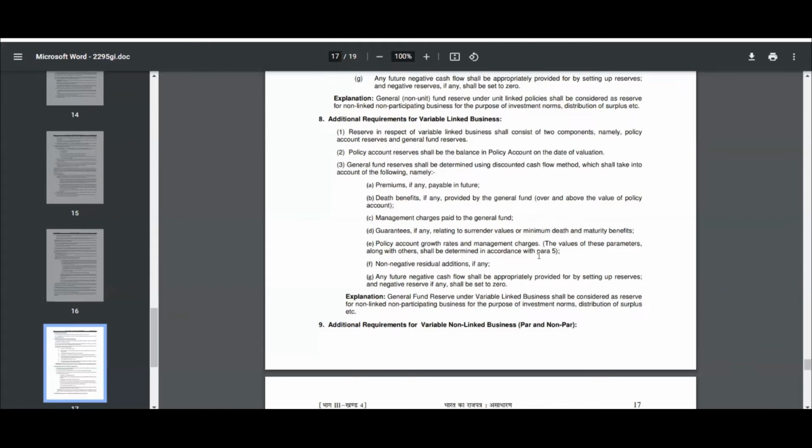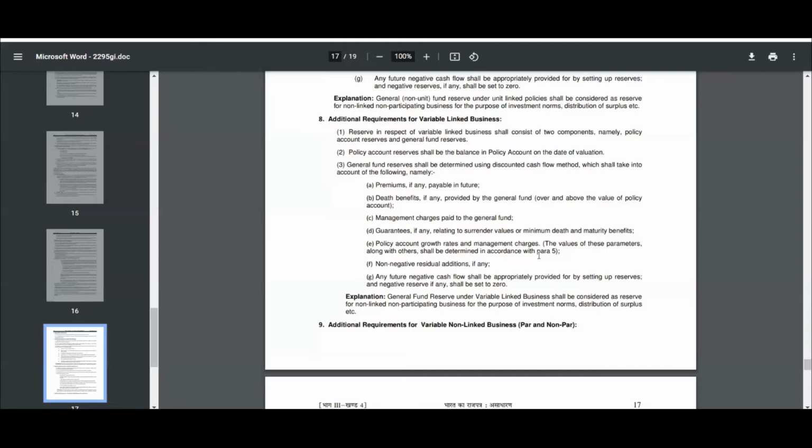So what is variable linked business or variable linked product? It has once again two types of reserve. One is called the policy account reserve and the other the gen fund reserve, right? In unit linked policies also, the non-unit can be called gen fund reserves. The policy account would show the balance in the policy account, that is whatever the customer has paid. The gen fund reserve would be calculated using the discounted cash flow method, and would consider the following cash flows: expected premiums, if any, and death benefits over and above the policy account. In this case, policy account, not the unit fund.